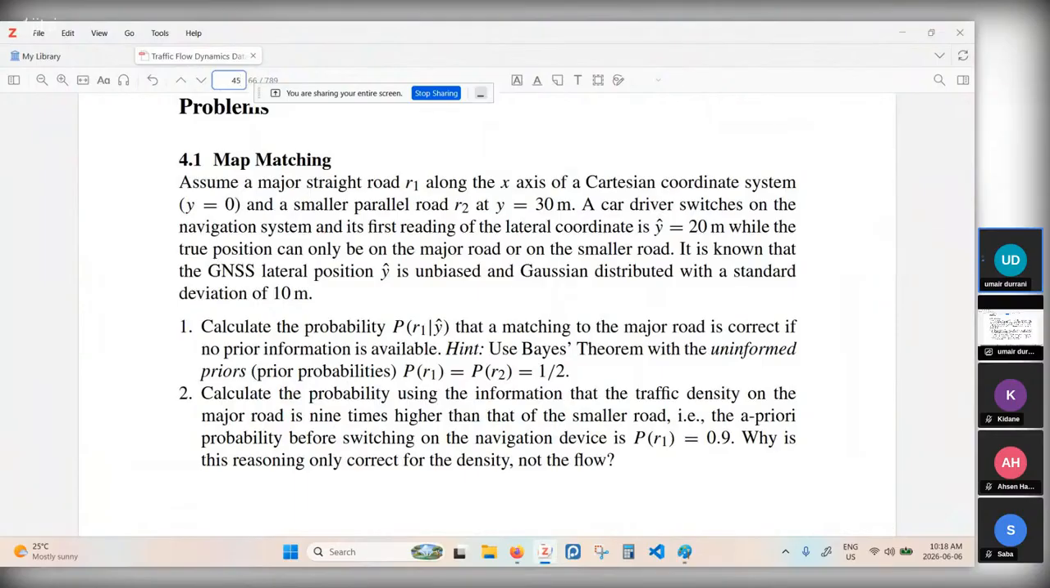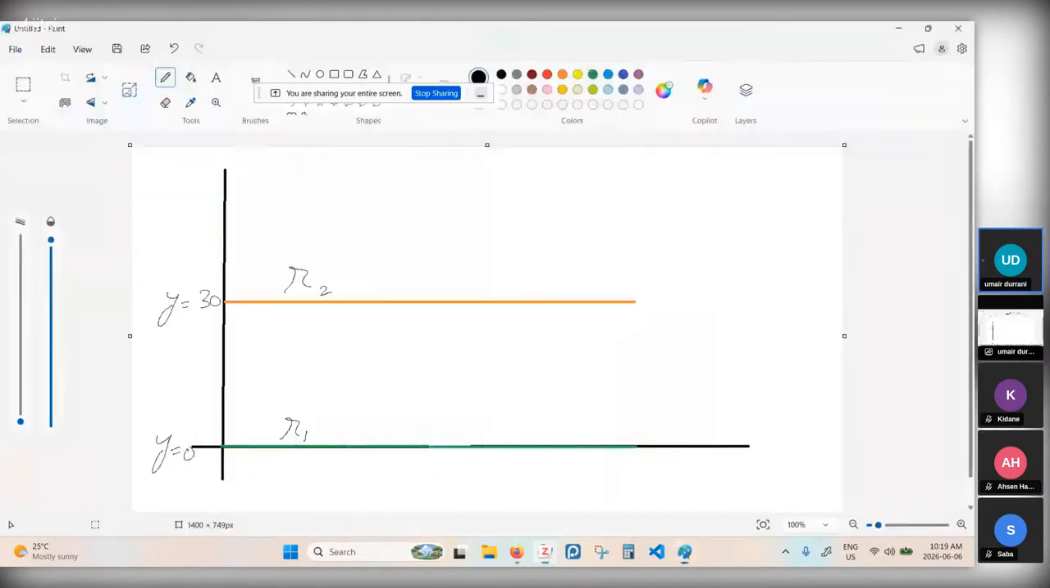A car driver switches on the navigation system and its first reading of the lateral coordinate is y hat equals 20 meters. So this is the raw coordinate that we obtained from the floating car data. And this is 20 meters. So 20 meters, so 15 would be somewhere here, and let's say 20 is here. This is the coordinate that we are getting from the navigation system, and the navigation system is obviously based on the floating car data.